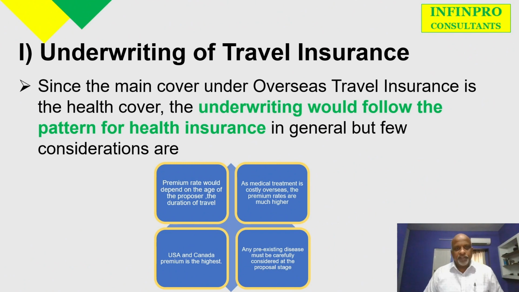We can move into underwriting of travel insurance. Travel insurance is a very specific concept where the policy is issued for people who are traveling overseas. The underwriting would follow the pattern of health insurance in general. A few considerations: the premium rate would depend upon the age of the proposer, duration of the travel, and the medical treatment overseas, considering the cost there. USA and Canada premium is the highest, and any pre-existing disease will be carefully considered before a travel insurance policy is issued at the proposal stage.